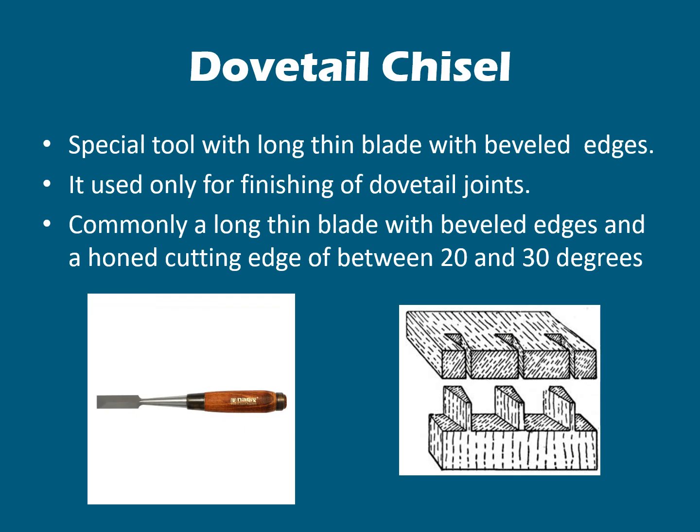Dovetail chisel. A special tool with a long thin blade with bevel edges. It is used only for finishing dovetail joints. Commonly a long thin blade with bevel edges and a cutting edge of between 20 and 30 degrees. It is for cleaning out and sharpening up the edges of dovetail joints. It's easy to access the joint because of the shape and the dimensions of the dovetail chisel.